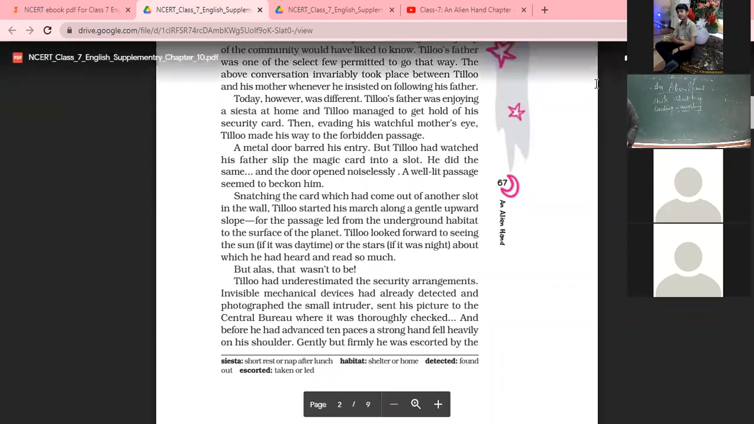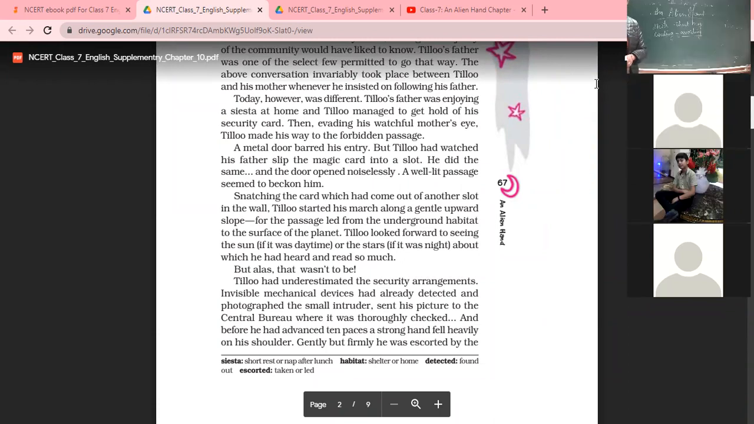Yes, Kanna, what do you want to ask? Yes, beta. Ma'am, what is written here, photograph the small intruder, what is the meaning of intruder? The person who is not commonly going there. For example, in our house, some stranger comes. A stranger is an intruder without our permission. Who has come? An intruder is mainly someone coming without permission.